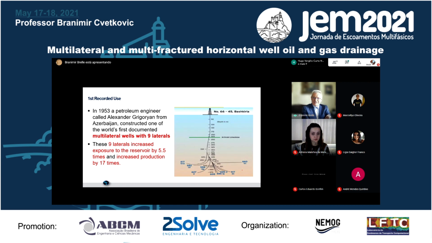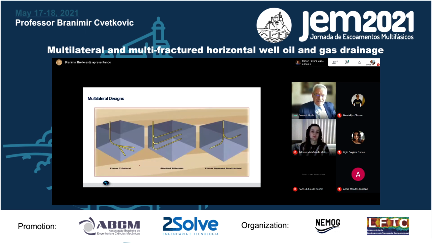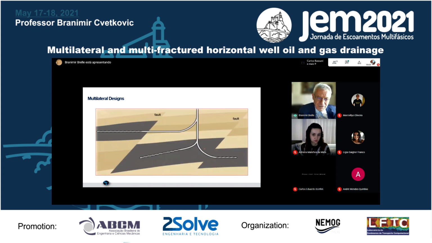You see, this is his model in Bashkiria. And they managed to increase the exposure to the reservoir 5.5 times, and they increased production 17 times. And here today we have different laterals. We have 3 laterals like this, then stacked 3 laterals per layer. Then we make it like this. So it is amazing technology, to be honest.